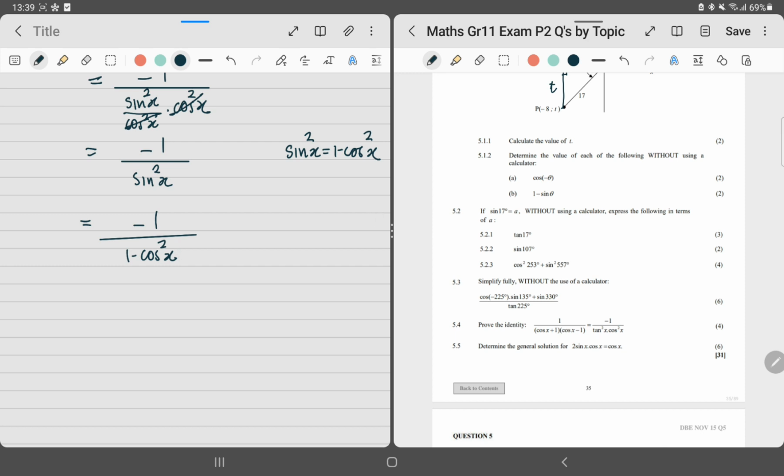Okay, in the denominator, I have a difference of two squares because I have a plus b and a minus b. So it's like saying a squared minus b squared. So this can be a squared. So I have a difference of two squares.